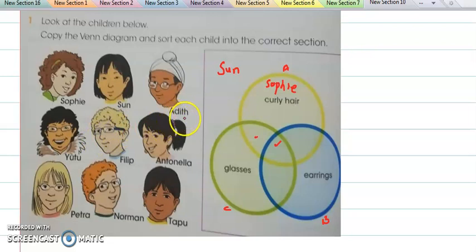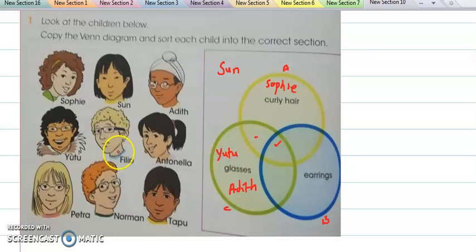The next is Edith. Edith is wearing glasses only. His hair is not shown, he hides it under the turban. So we can only see he is wearing glasses. So I will write the name of Edith in the only glasses category over here. So Edith will be here. The next one is Yutu. If you look at Yutu, not having curly hair but wearing glasses only, and we cannot see any earrings. So Yutu will also be in the only glasses category. So let's write Yutu here.